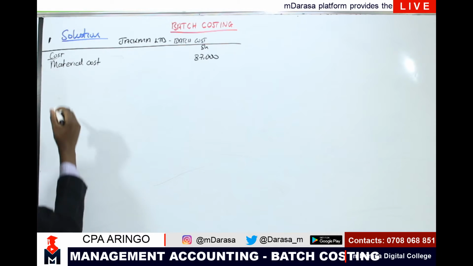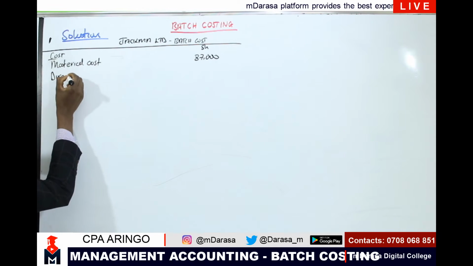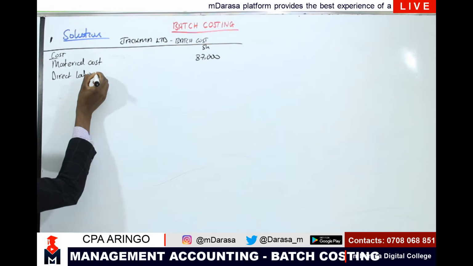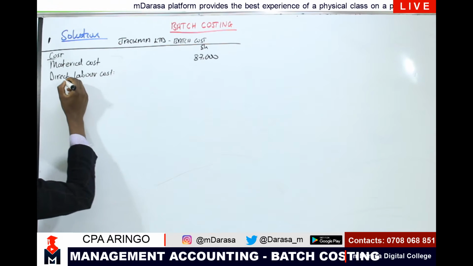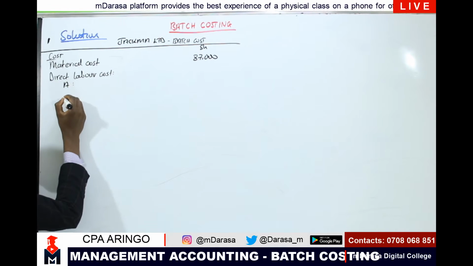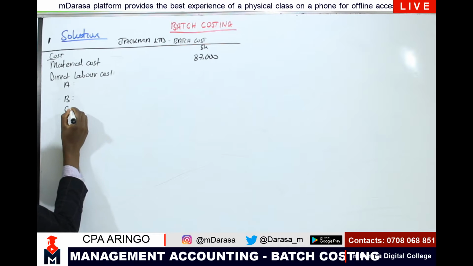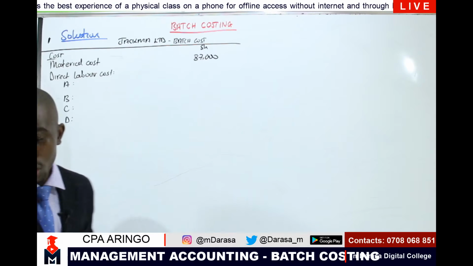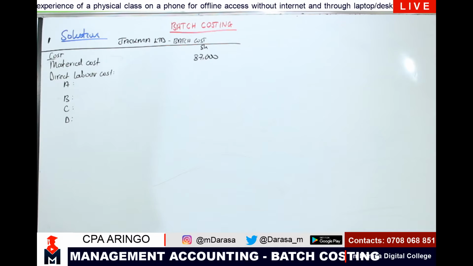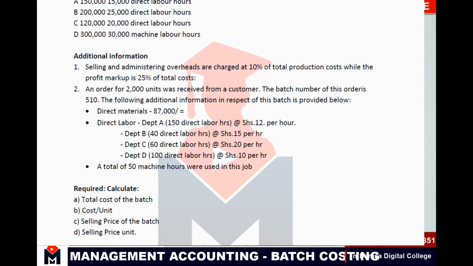So working out the solution to this question, having our solution. Looking at our solution, I need to identify the cost. In this case, we are looking at batch costing. This is Jack Ma Limited. So this is a batch cost for Jack Ma. First things first, we've said you're going to identify the cost that I was given.